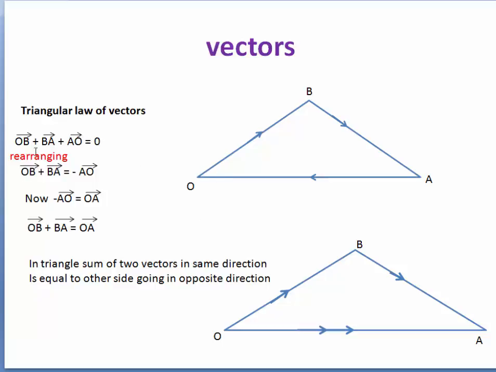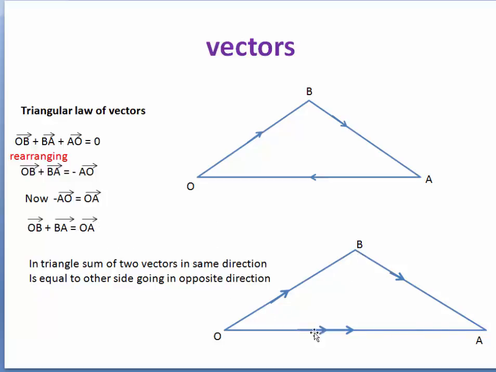Okay. Now if we rearrange those, we get vector OB plus BA is the negative of AO, so it's going to be this arrow reversed, the negative of A to O. And the negative of A to O is O to A. So we can write minus A to O equals O to A in vectors. So now we can rewrite this as vector OB plus BA equals vector OA.